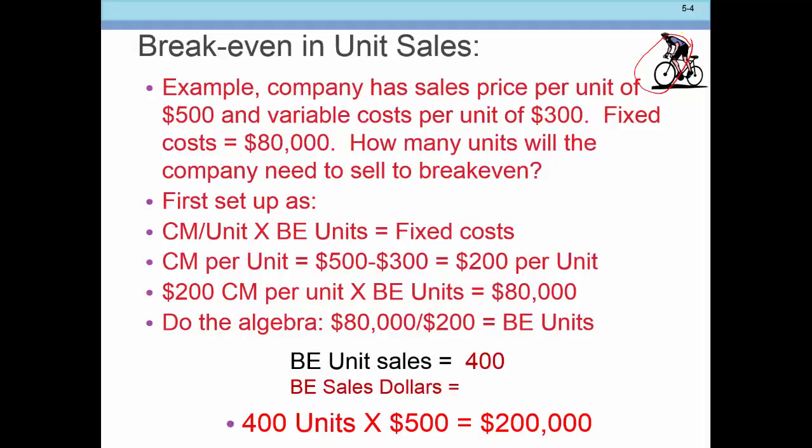Okay, so what happens? We sit here and we have our sales price of $500 and our variable cost per unit of what?